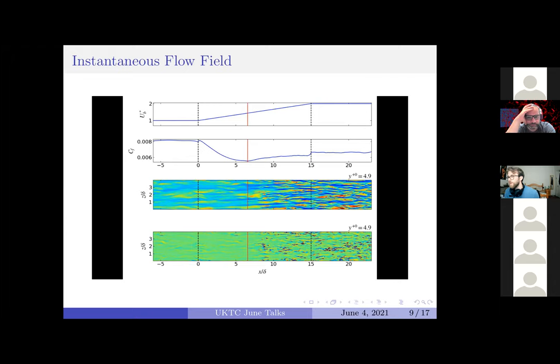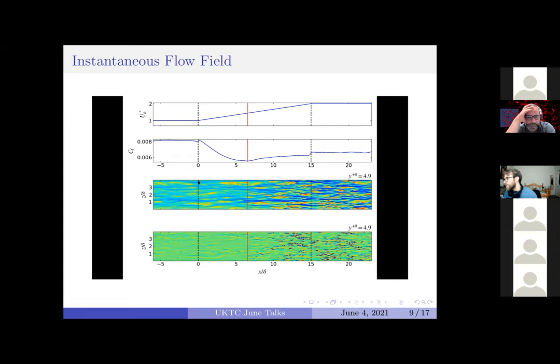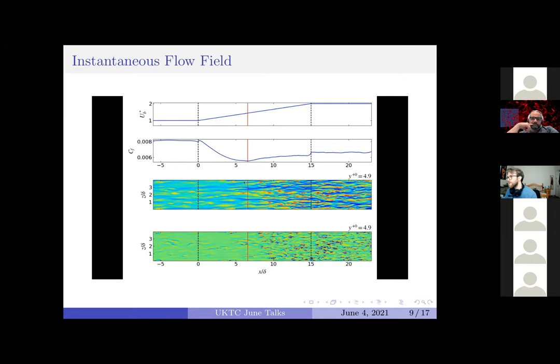After the start of this acceleration, you can start to see how the streaky structures begin to become intensified during this initial stage. Then as you get around this red line, around the minimum CF, you start to see the flow beginning to break down. You start to get the formation of what appears to be turbulent spots.